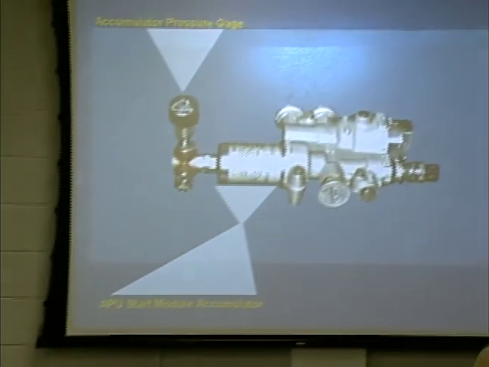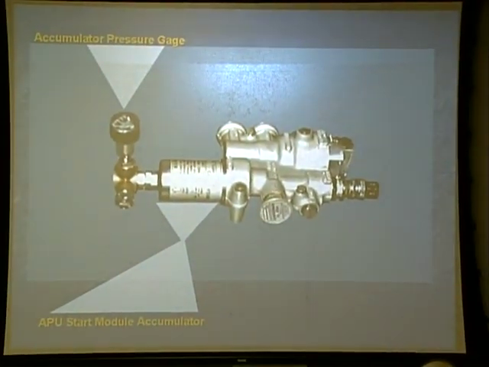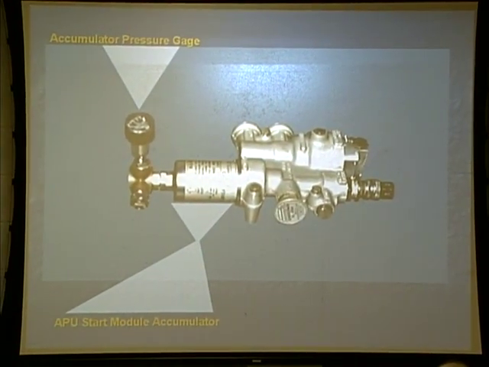APU start module accumulator. Again, it's to dampen out surges, and as that APU starts, that wobble plate may go back and forth a little bit. This is to help keep that wobble plate down so that the APU motor pump is a motor while it starts.